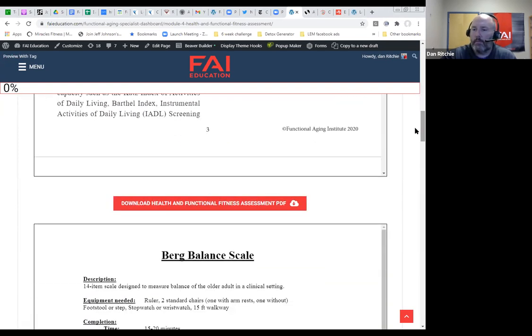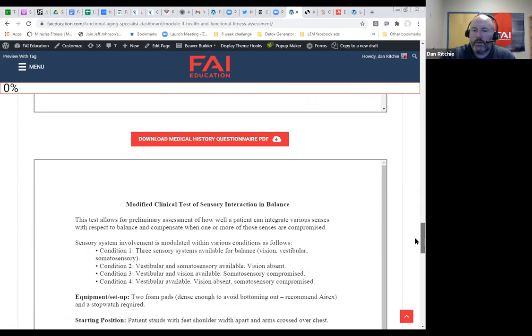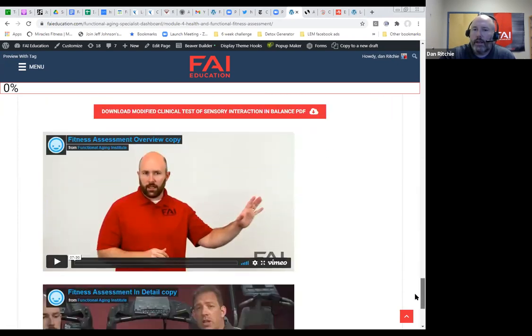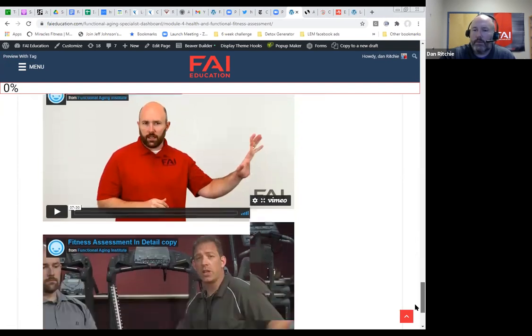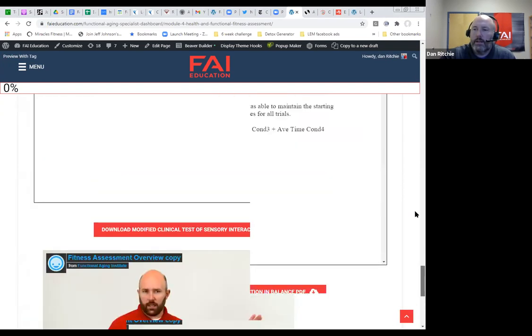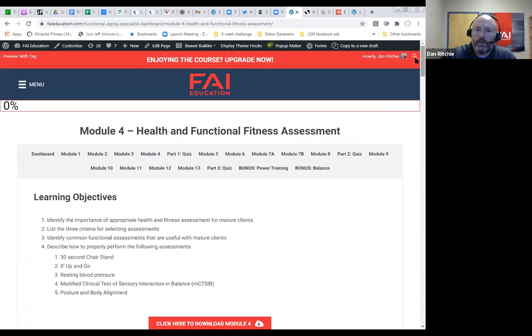And then some modules have, like this one, we talk about the Berg Balance Scale. So we give it to you. You can download the assessment tools if you want. Okay, so there's a health history in here. And then make sure you keep scrolling down. The videos tend to be at the bottom. So there's two videos. Now, some modules, like if we look at module 2, I believe has no videos, okay?